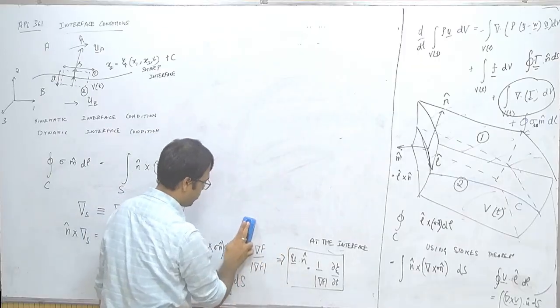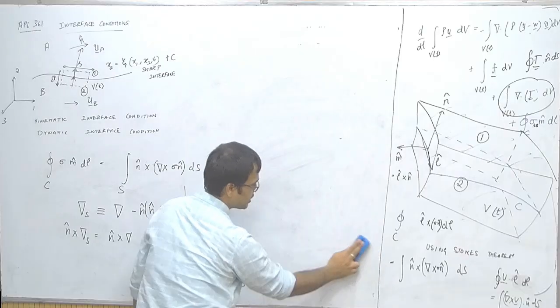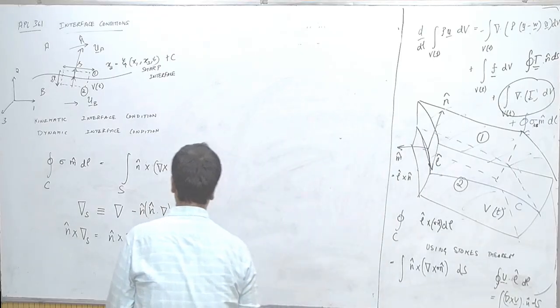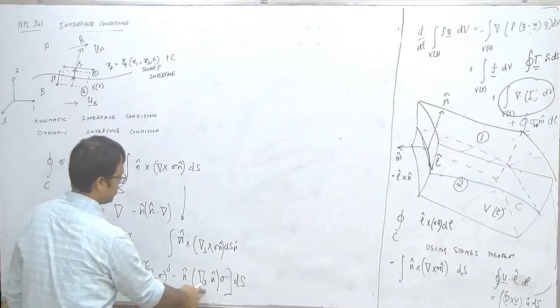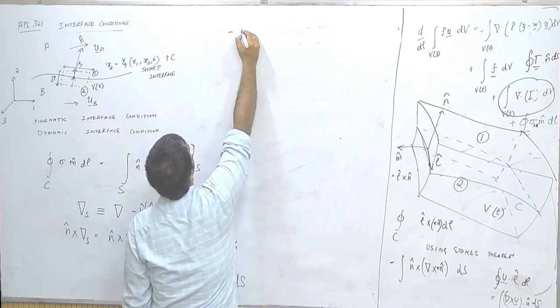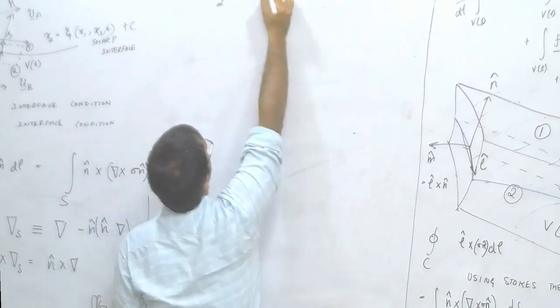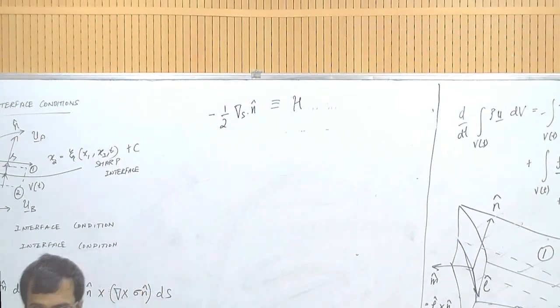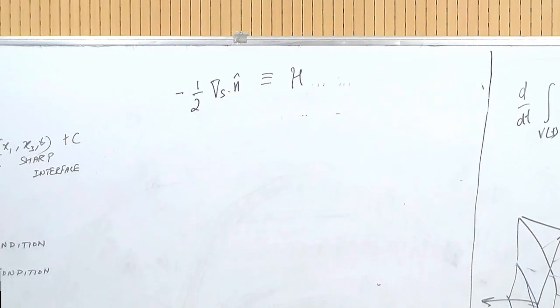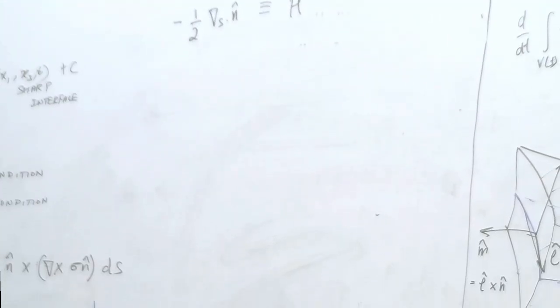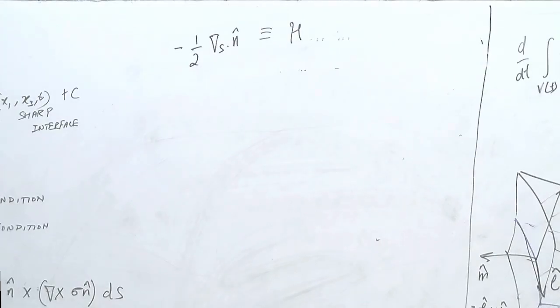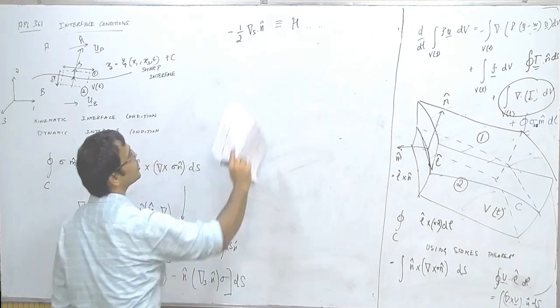And now we are very close to a result that you guys are familiar with. But before that, maybe I should define a term which you guys don't know: minus half of del s dot n hat is actually defined as the mean curvature of a surface. What is that symbol over nabla s sigma at the bottom? This is just the integration, this guy. Okay, this is the definition of mean curvature of a surface.